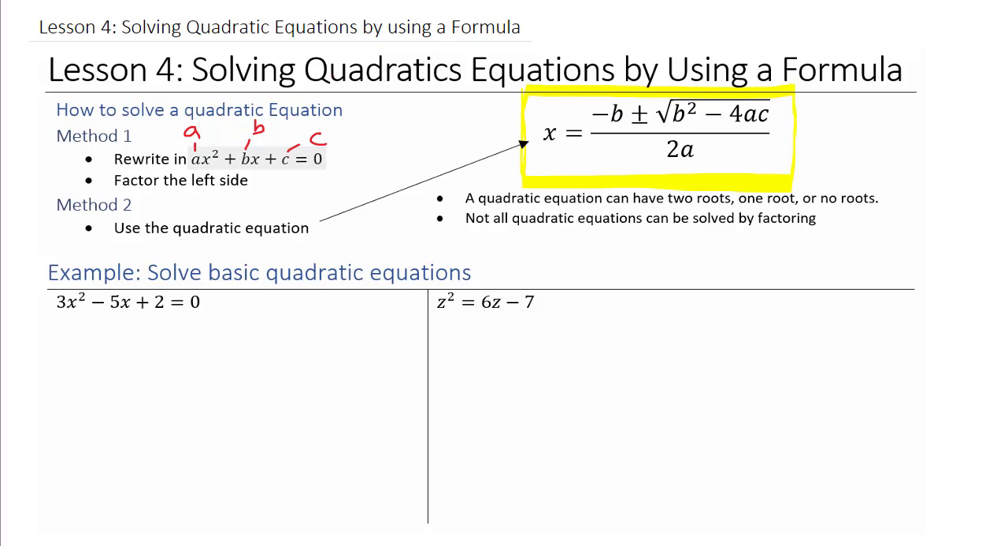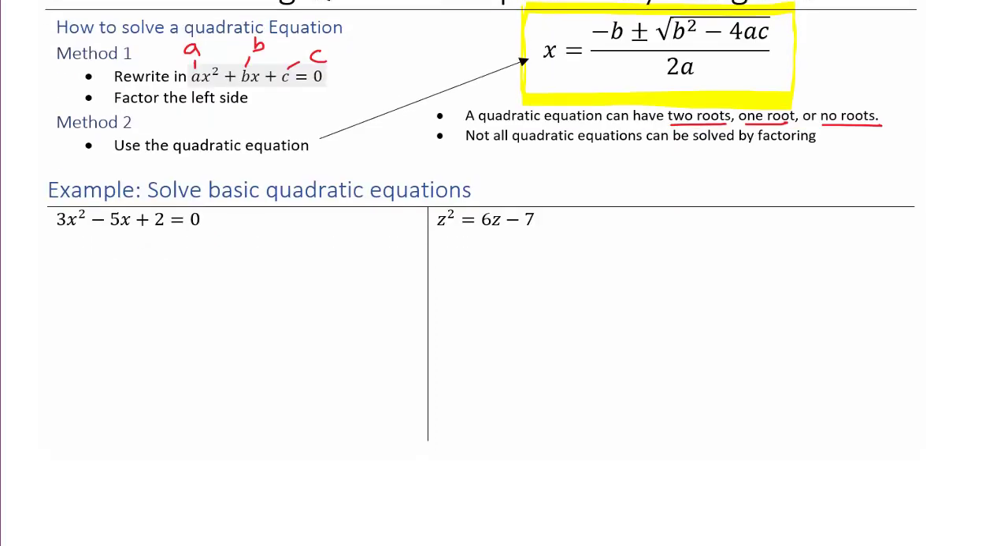Okay? Now, when we do this, we can get a few different scenarios. We can get two possible answers, two roots, one answer, one root, or no answers, no roots. Not all quadratic equations can be solved by factoring, which is why we like to use the quadratic formula a lot, and you need to show me that you know how to use it. So we're just going to do 3 quick examples here.